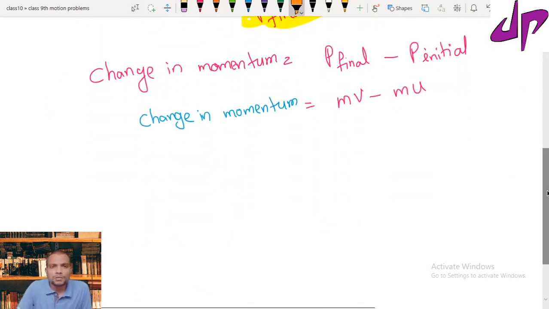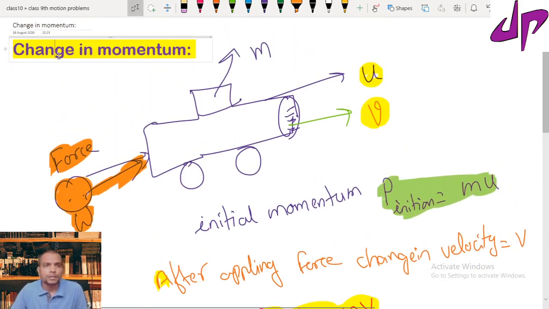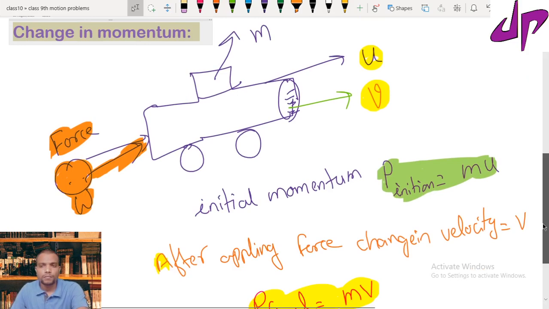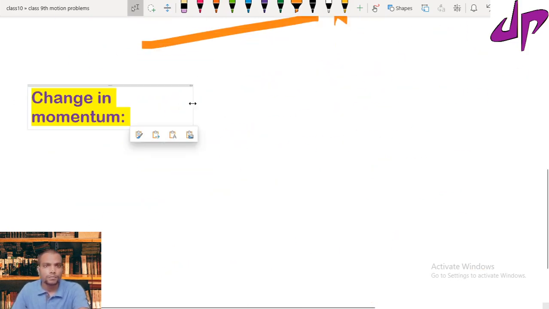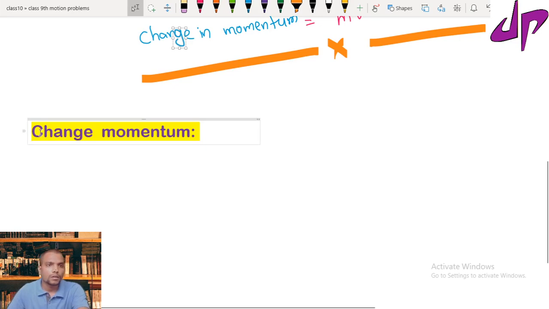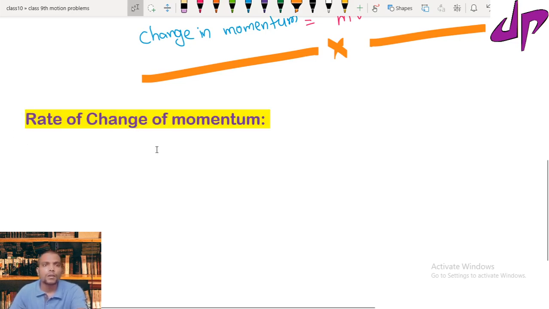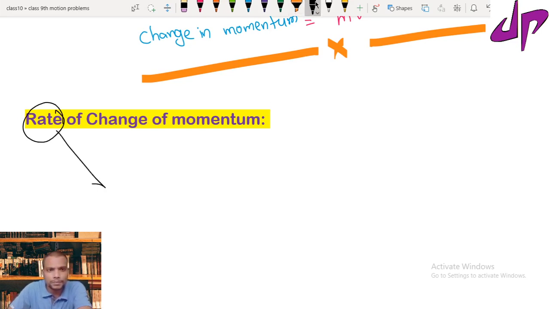Apart from change in momentum, I would like to talk about one more related concept, that is the rate of change of momentum. So it's nothing but the rate of change of momentum. Rate in physics, always remember, means with respect to time. Rate means with respect to time.